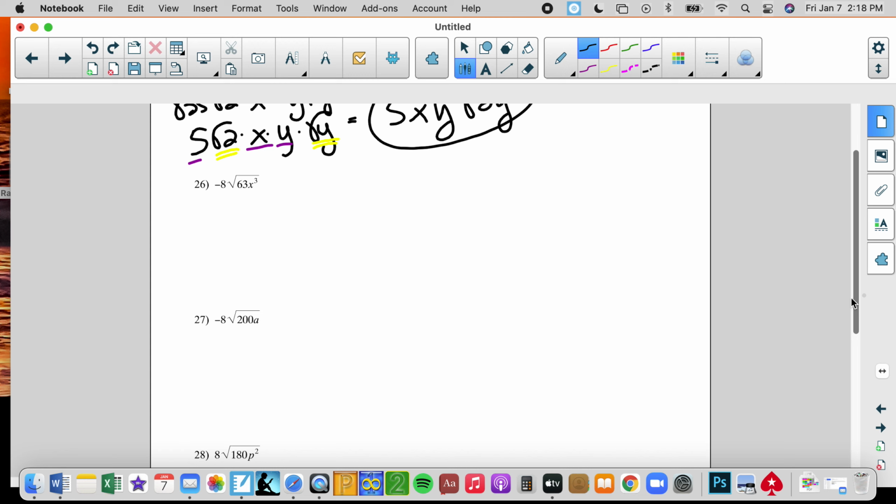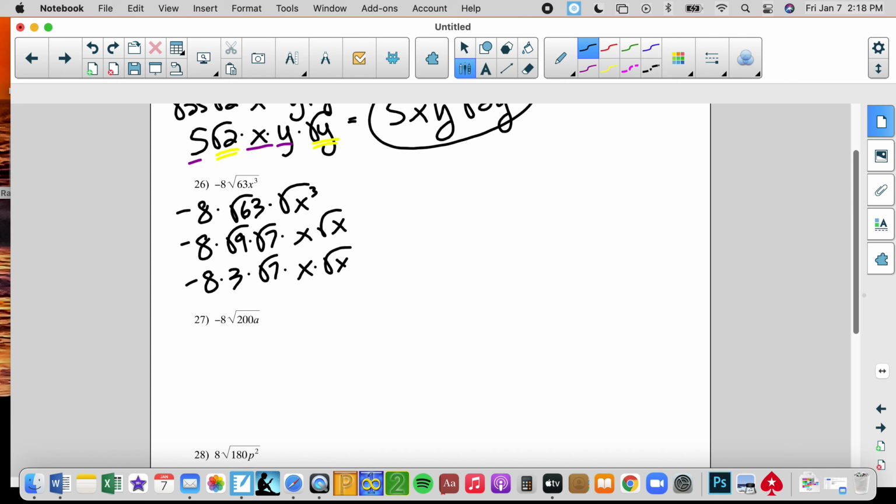All right, now we are dealing with coefficients. So we have -8 times the square root of 63 times the square root of x to the 3rd. 63, I'm going to do rad 9 rad 7. And the square root of x to the 3rd is x rad x. So -8 times 3 times rad 7 times x times rad x. That gives me -24x rad 7x.